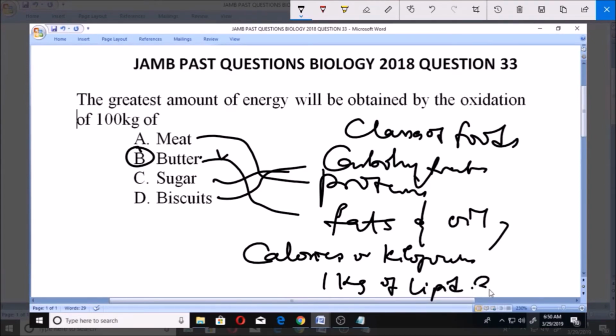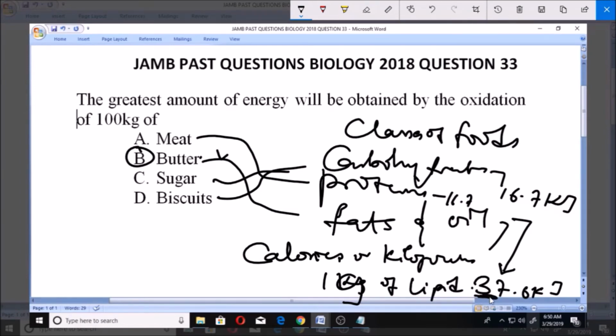Releases about 37.6 kilojoules of energy, which is significantly more compared to that released by carbohydrates. So we have fats and oil releasing this per 1 gram, whereas 1 gram of carbohydrate releases about 16.7 kilojoules, and 1 gram of protein releases about 16.7 as well. You understand? So we have actually that lipid releases the highest amount of energy, and that makes butter the right answer to this. Thank you.